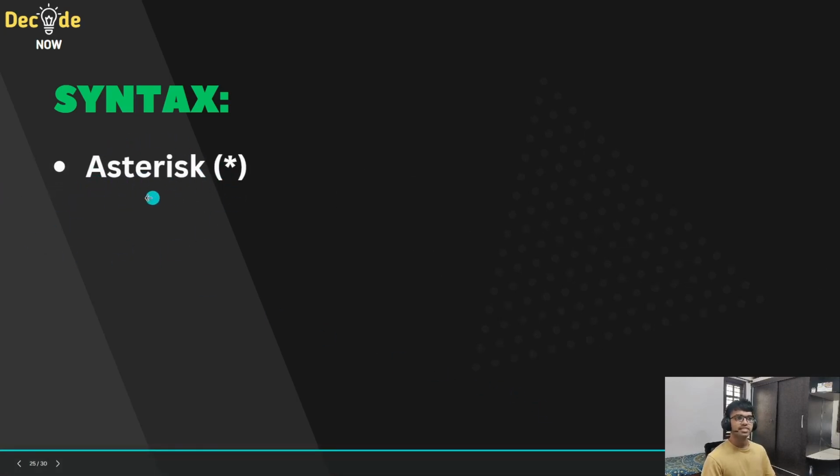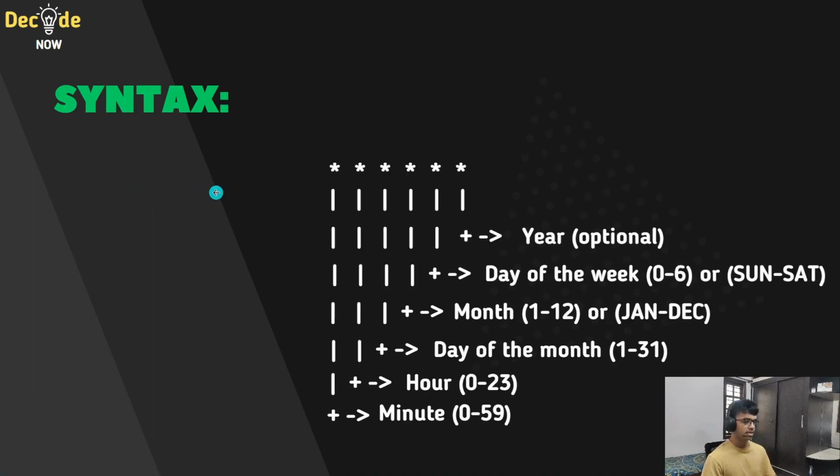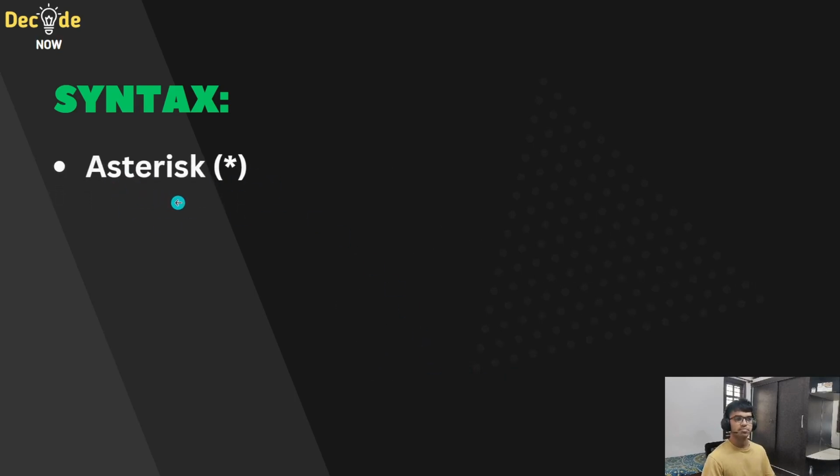The first character is asterisk. Asterisk defines everything. What I mean by that? Let's say I mentioned star in the month field. It means that run this particular cron job every month. Or if I say star in the day of the month field, it says run this particular job every day of that particular month. So basically asterisk represents run it every time of that particular time field.